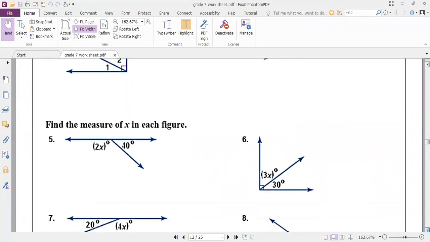If we look together at shape number 5, look with me. You have here two adjacent angles, 2x and 40. We have two adjacent angles, and they are supplementary. Why do I call them supplementary? Because I have 180 degrees, a straight angle. So here I have 2x plus 40 is equal to 180.